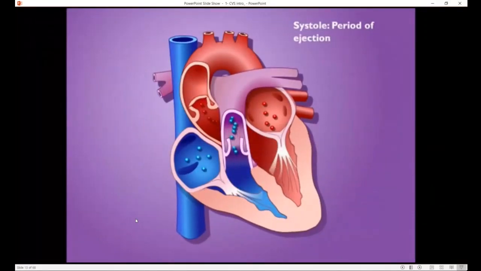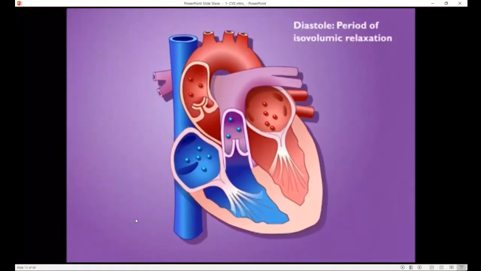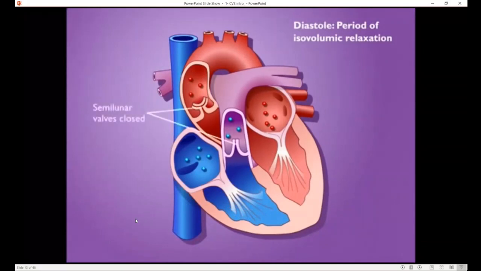So this is systole, ventricles contract, blood is flowing out into the aorta and the pulmonary artery, right? When the ventricles relax, the aortic valve and pulmonary valve will close, and now the atrioventricular valves will open, blood will start flowing into the ventricles. Make sense?